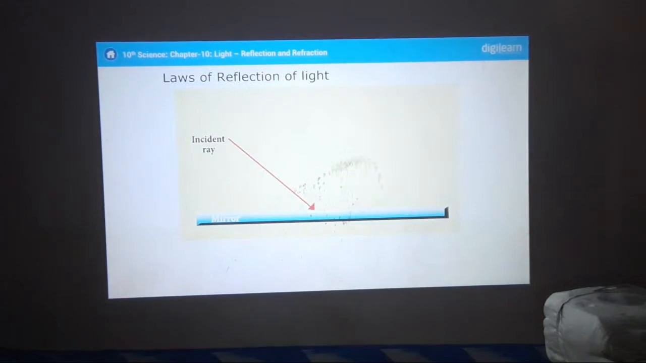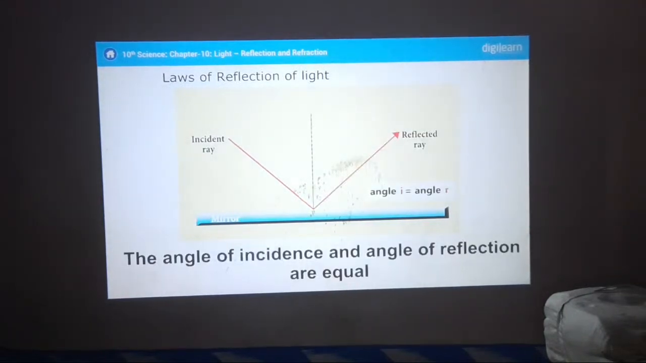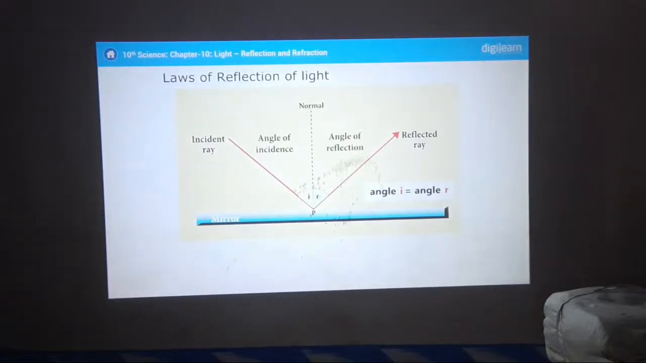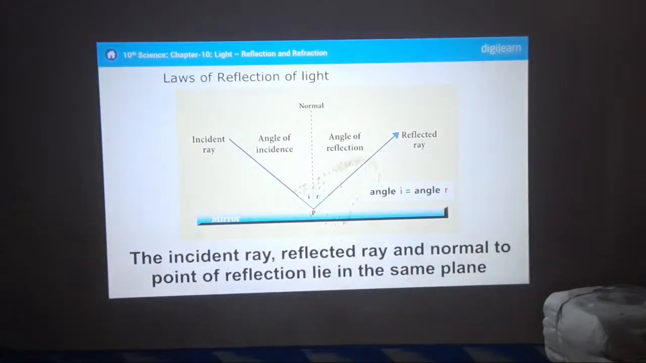Laws of reflection of light. The angle of incidence and angle of reflection are equal. The incident ray, reflected ray, and normal at the point of reflection lie in the same plane. The laws of reflection are applicable to all types of reflecting surfaces, that is, plane and spherical surfaces.